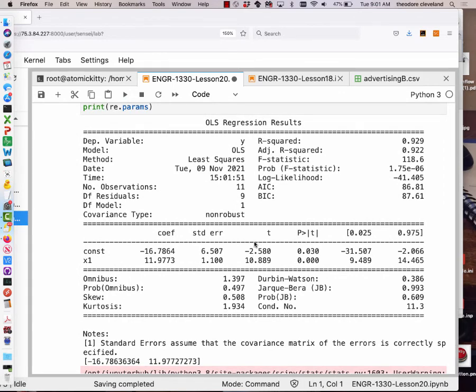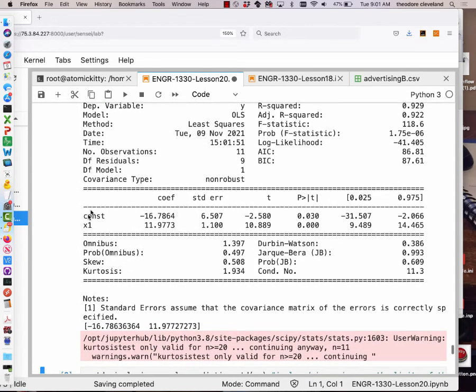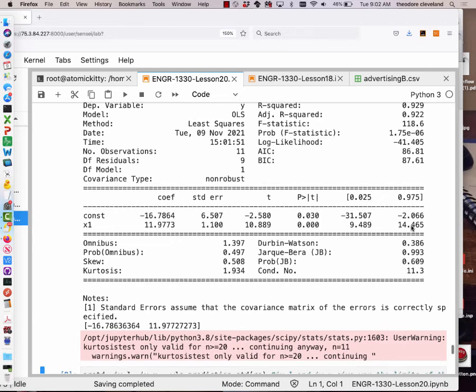And here it's giving us the value of the constant, the value of the slope, in this case constant in x1, the actual coefficient, the standard error associated with it, and its lower and upper prediction interval. So in this particular example, it says that the intercept is minus 16, but it can be as low as minus 31 or as big as minus 2 and still have a probability of being correct of 95%. The slope is 11.9, but it can be as low as 9 and as big as 14 and still have a 95% probability of being correct, if you will.